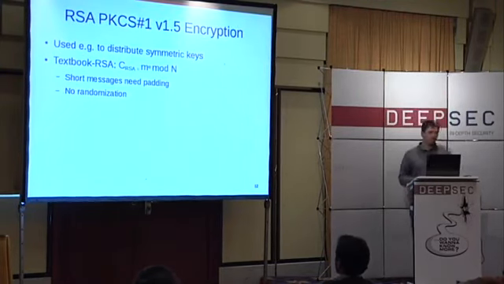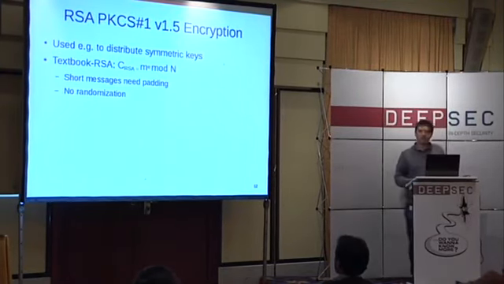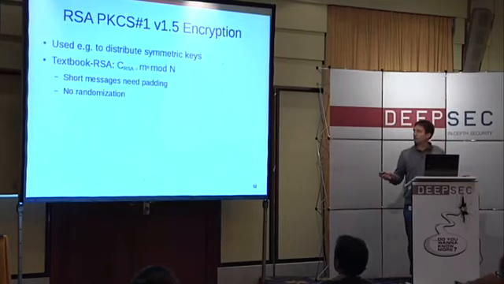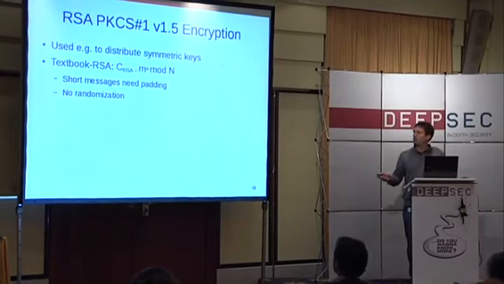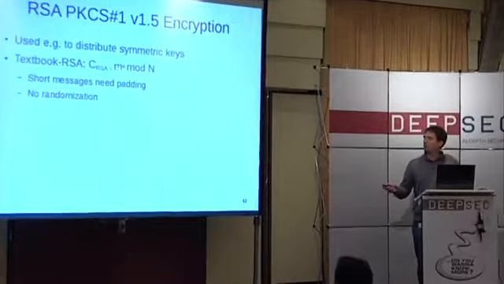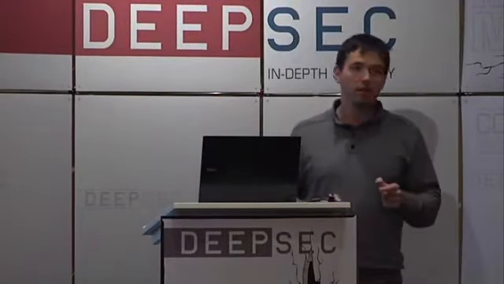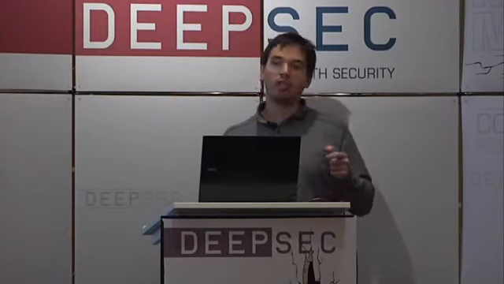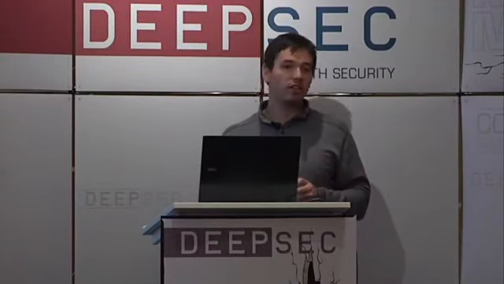What is the problem with textbook RSA? Textbook RSA works as follows. If we would use textbook RSA, we take a message, we compute m to the power of e, where e is the public key of the server, and we get a ciphertext. The problem is that if we use the message directly, the message could be short, so it could be guessed, and there is no randomization.